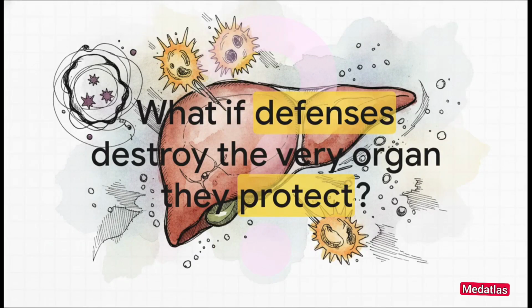Picture this. What happens when your body's own defense mechanisms destroy the exact organ they're supposed to be protecting? It's a biological irony that completely defines a hepatitis E infection. You might naturally assume the virus itself is tearing the liver apart. But the truth? The real destruction is entirely a case of friendly fire.